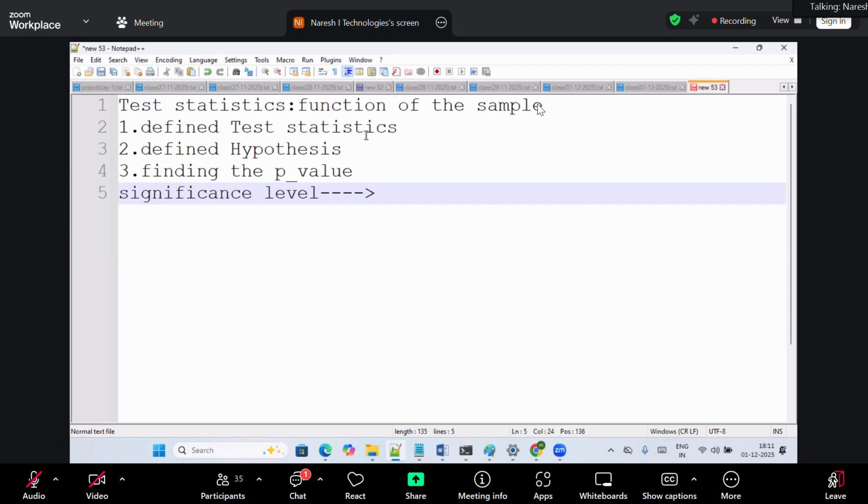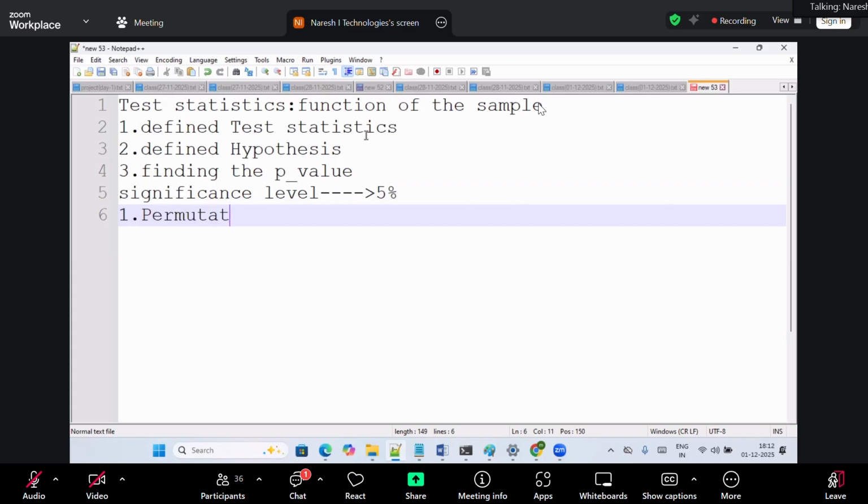And trust me guys, this gives you the best result compared to any other tool. It is much better than the KS test. Whatever tools we have used previously to check normality, the AD test is the best tool to check normality. So we are considering the 5% significance level. Now we started with the permutation test.